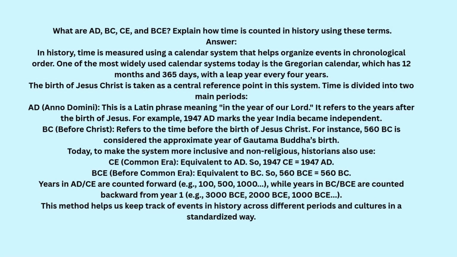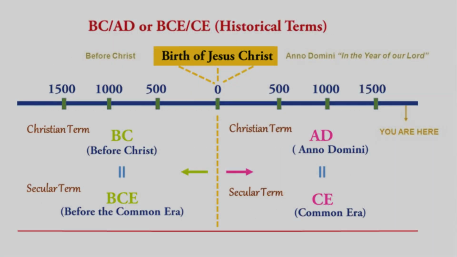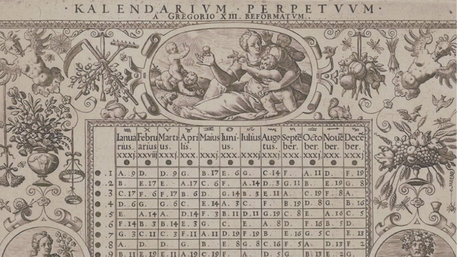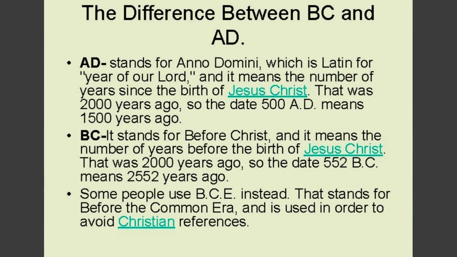Have you ever heard about the terms AD, BC, CE, BCE? Let's begin. In history, time is measured using a calendar system that helps organize events in chronological order. One of the most widely used calendar systems today is the Gregorian calendar, which has 12 months, 365 days with a leap year after every 4 years. The birth of Jesus Christ is taken as the central reference point in the system and time is divided into main periods.